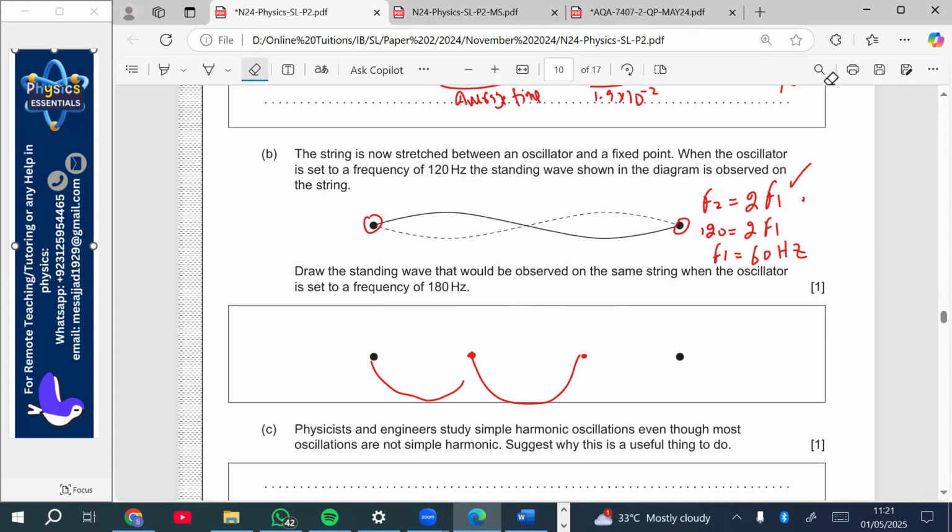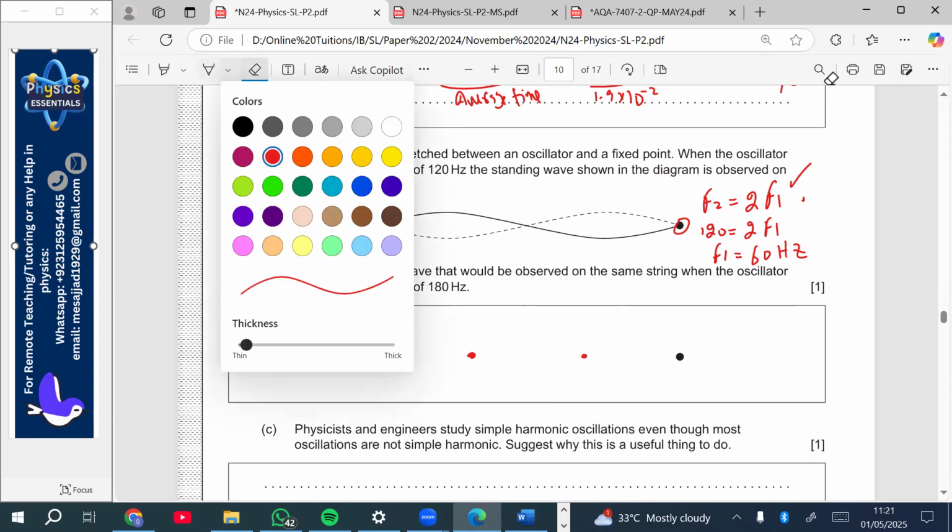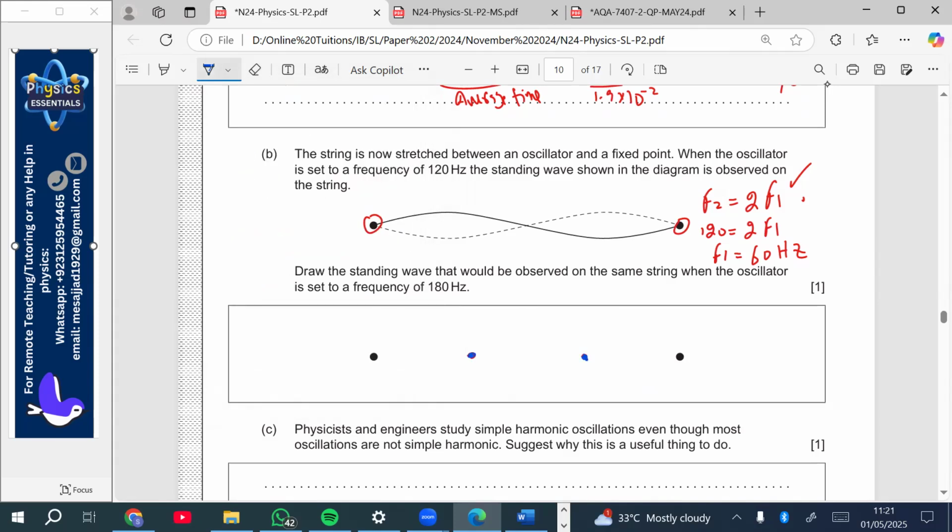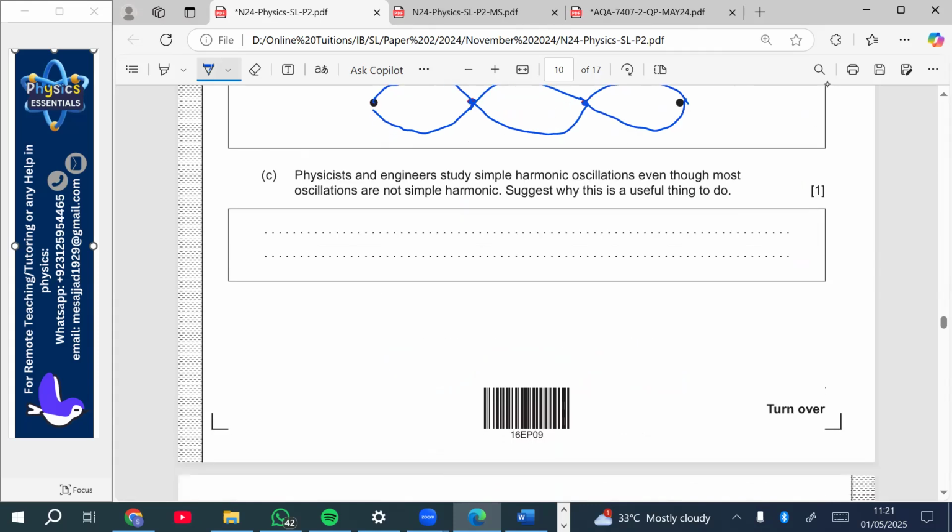Make sure you make them correctly, otherwise they will not award you the marks. Okay, I think this way is much better. You have to keep them uniform, not different from each other, otherwise they can reduce your marks.